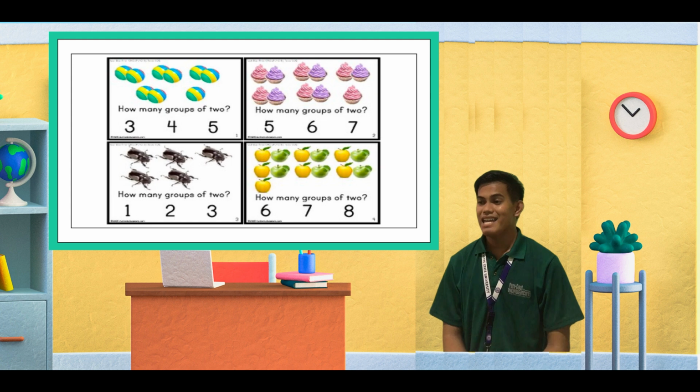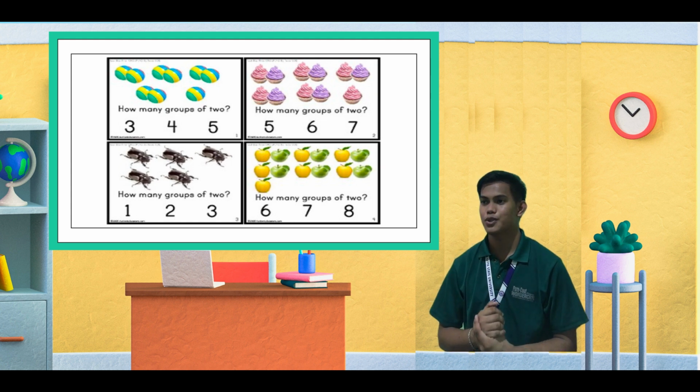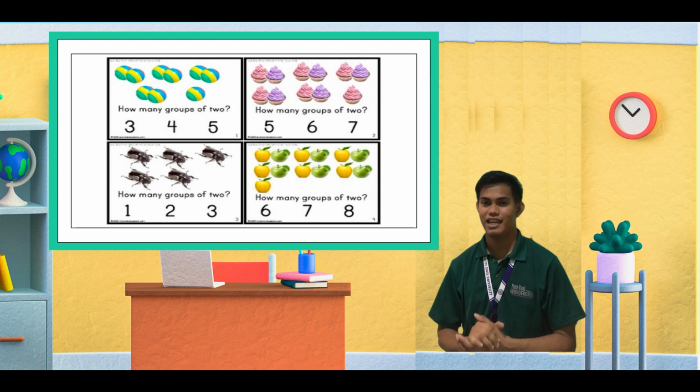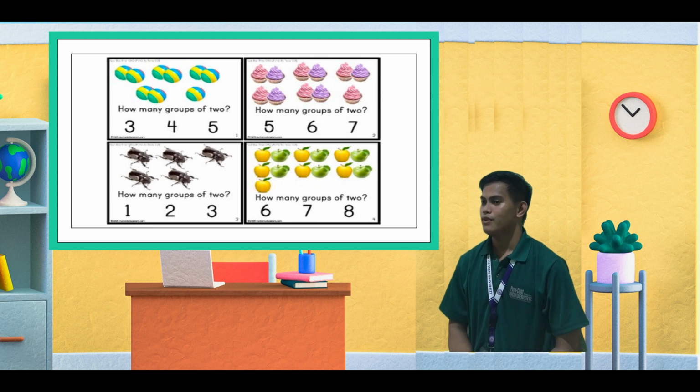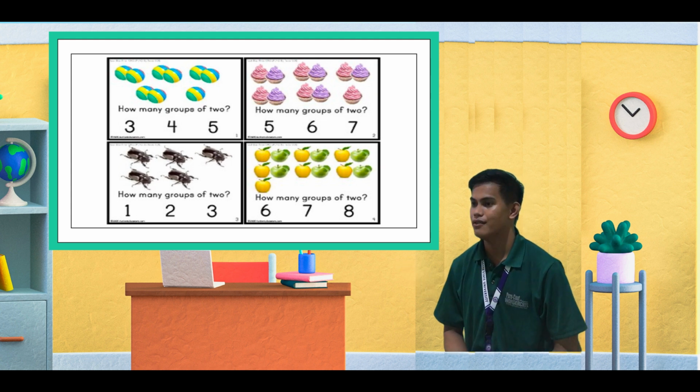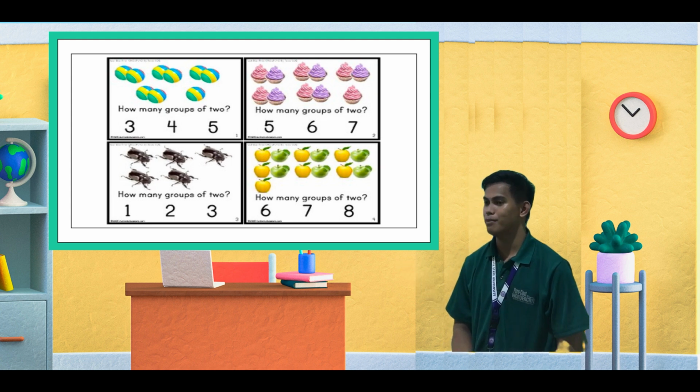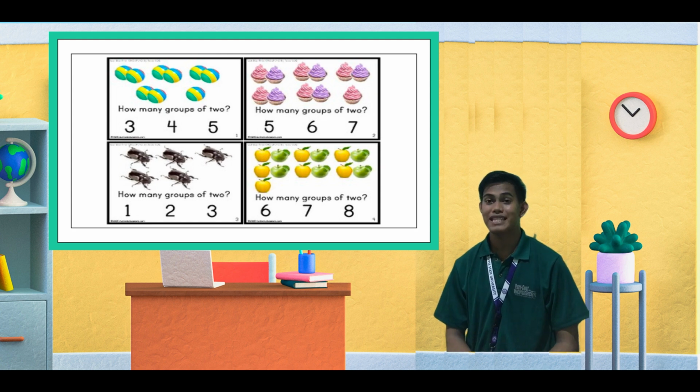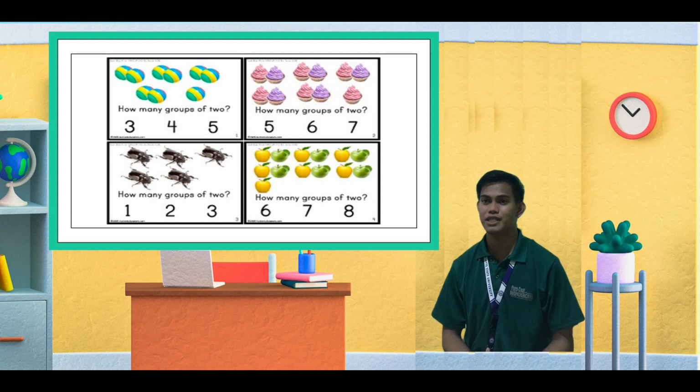So class, I have here an activity. I want you to apply the learning that you gained about skip counting. Okay? So, on the first picture, we have marbles. So in skip count by 2, how many groups of 2 are there if we're going to apply skip count by twos.